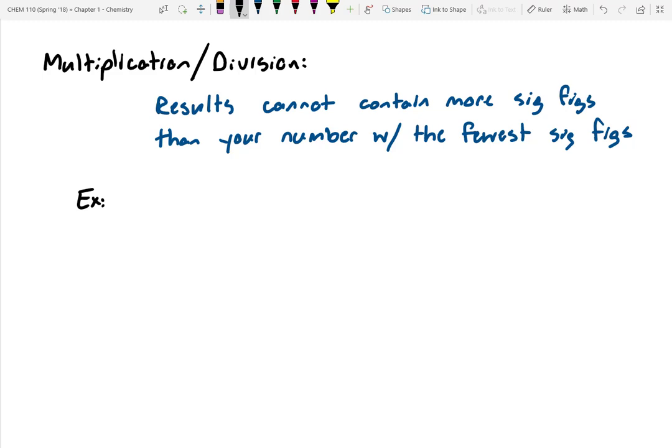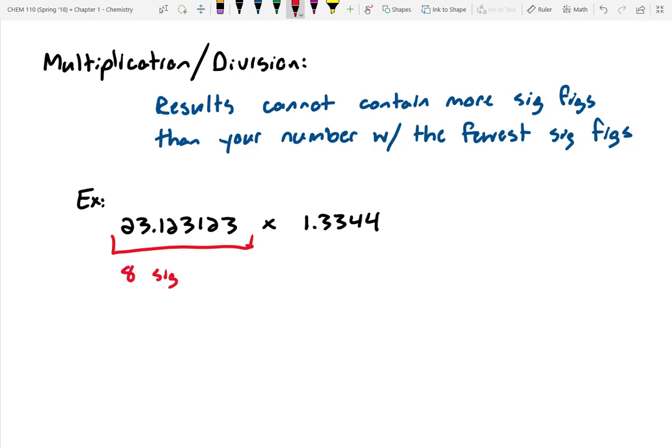All right, so in this example, I've got 23.123.123. It's going to be my first number. And I'm going to multiply this by a second number, which is 1.3344. And we're going to assume these are both measured values, right? So we measured them with a yardstick or something like that. All right, for the first number, how many sig figs are there? 8, right? They're all non-zeros. And then over here, we've got our second number. How many sig figs? 5.